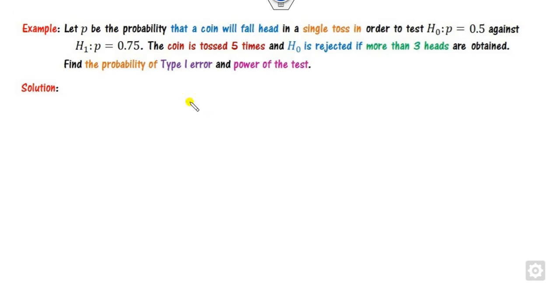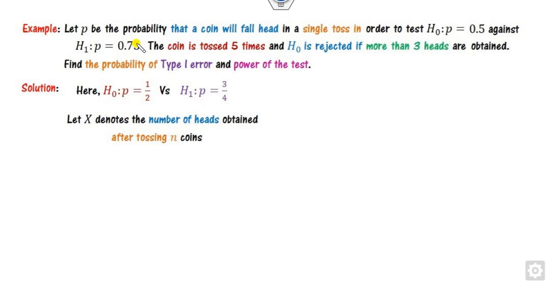Look at another one. Let p be the probability of a head in a single toss. H0 and H1 are given to you as 0.5 and 3 by 4. The toss is done 5 times. What is given to you? You have to toss the coin 5 times and record the heads. So let x be the number of heads.